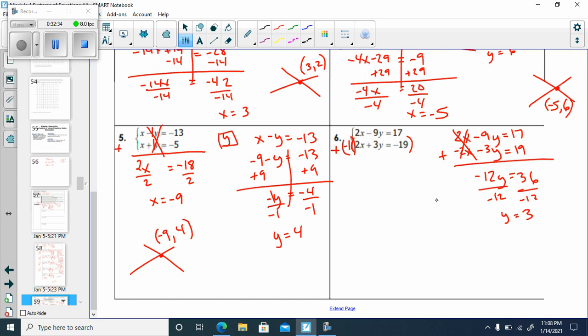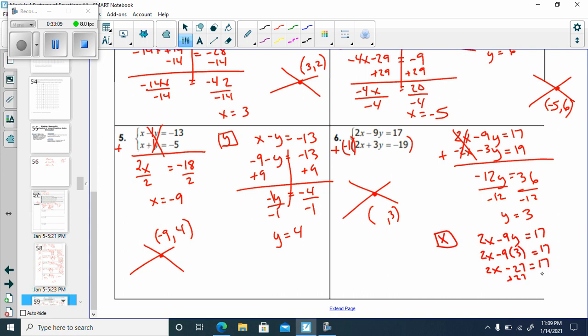Okay, now how can I find x if I've got y? We're talking about where two lines intersect. My y is 3. I need to find my x. Plug it into either equation to find the x. Say 2x minus 9y equals 17. My y is 3, so 2x minus 9 times 3 equals 17. 2x minus 9 times 3 is 27, equals 17. Let's add 27 to both sides.